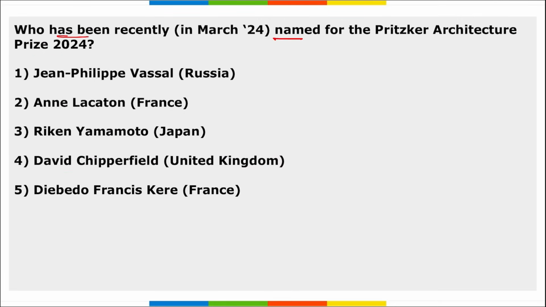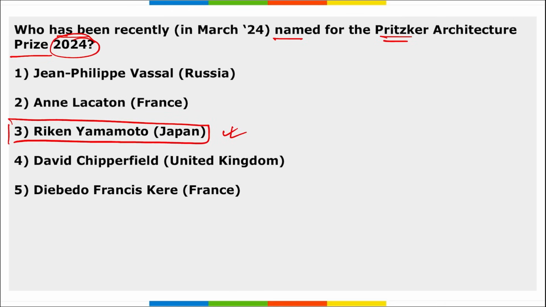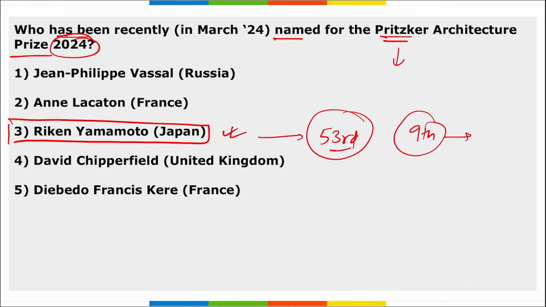Next, who has been recently named for the Pritzker Architecture Prize 2024? So, Riken Yamamoto of Japan, right? He has been named for the Pritzker Architecture Prize. This Pritzker Architecture Prize is the highest honor given in the field of architecture, and Riken Yamamoto became the 53rd laureate to be honored with the Pritzker Architecture Prize and the 9th Japanese architect to win this prize. This prize includes a cash prize of $100,000 and a bronze medallion.